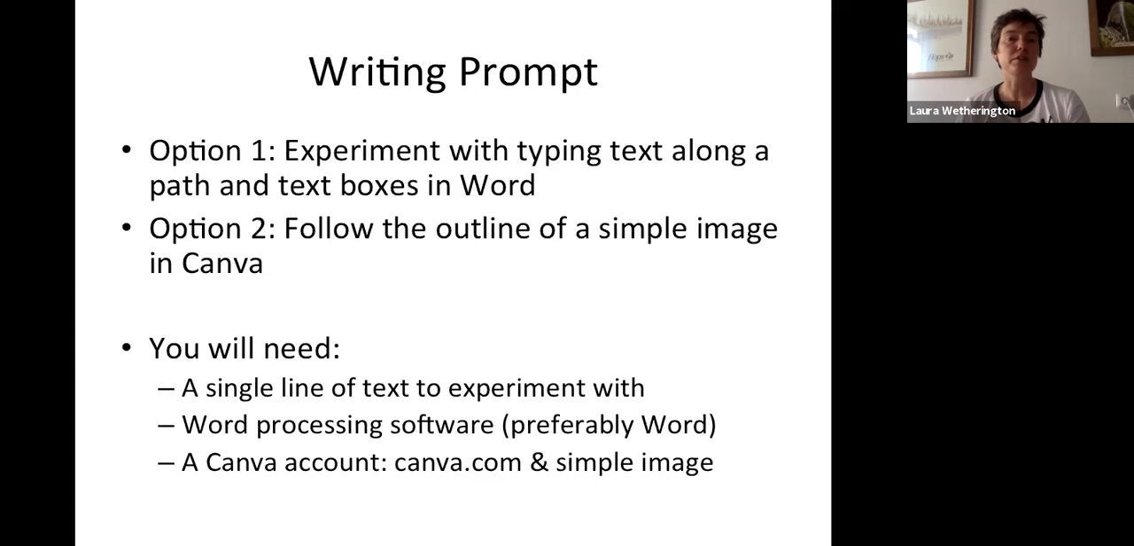In order to do this tutorial, you'll need a single line of text to experiment with. So don't try to write something now. Just grab one of your one-line poems, for example, and don't really worry about the content. You're just trying to figure out the form at this point. You're going to need obviously either Word or Canva. And if you're using Canva, you'll also need a simple image. And I'll show you in a minute what I mean by simple image.